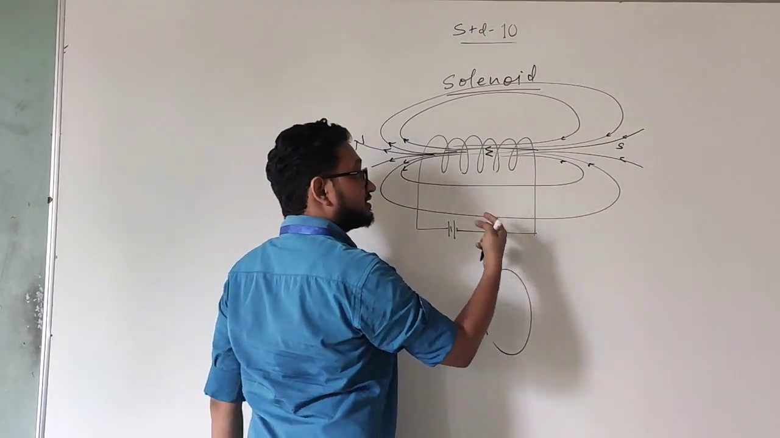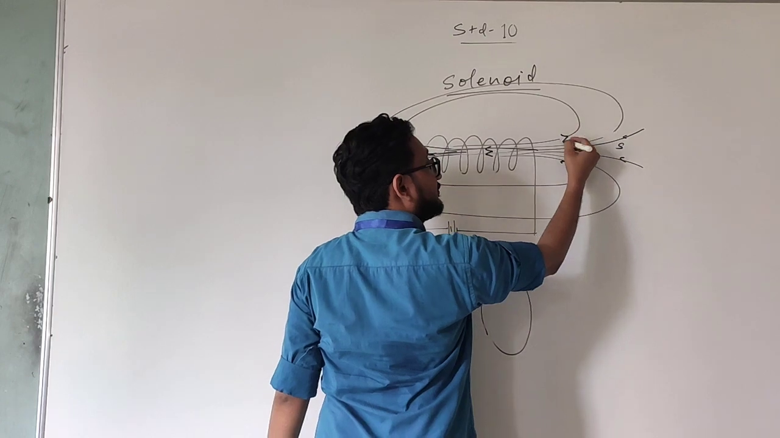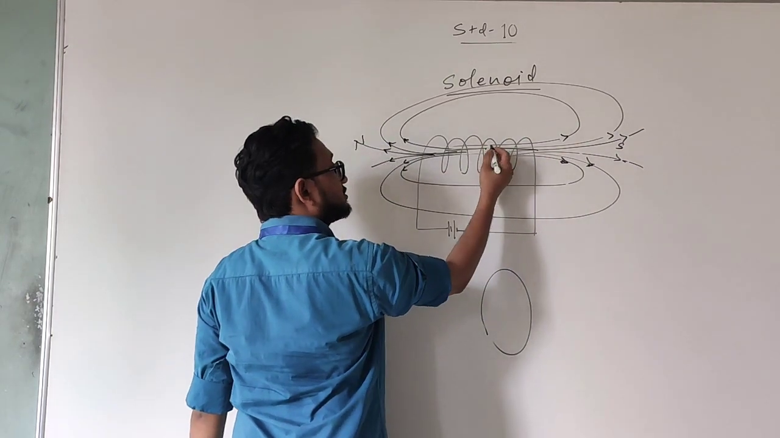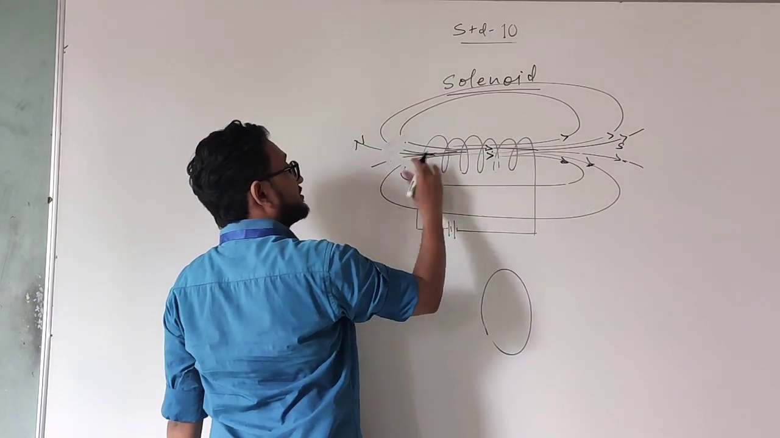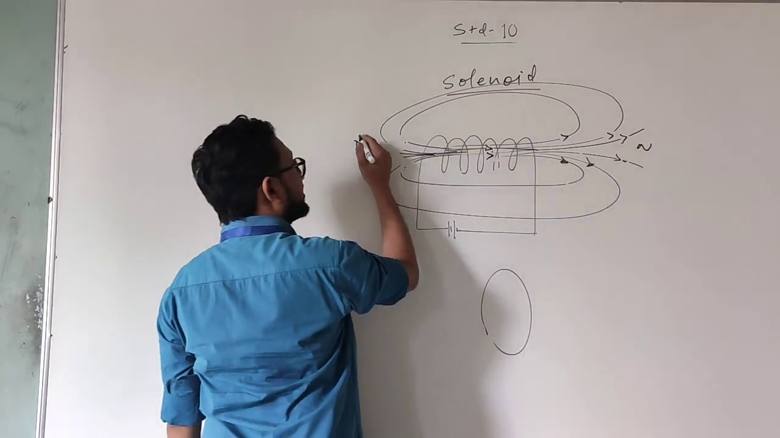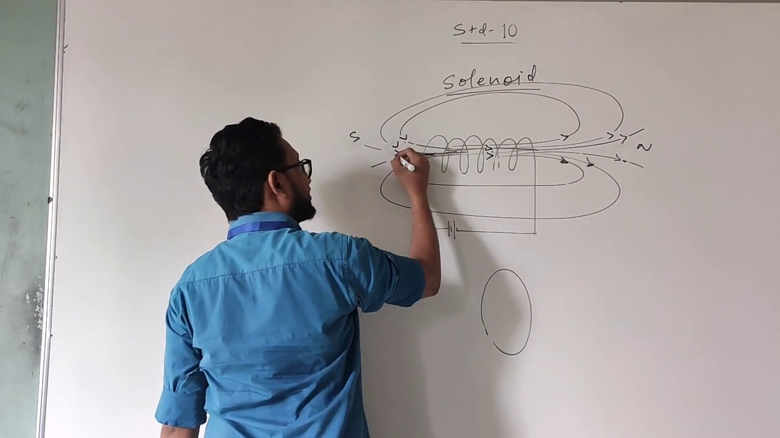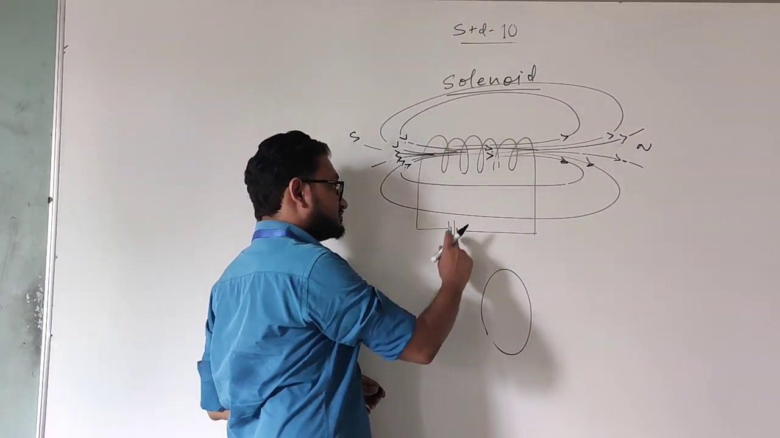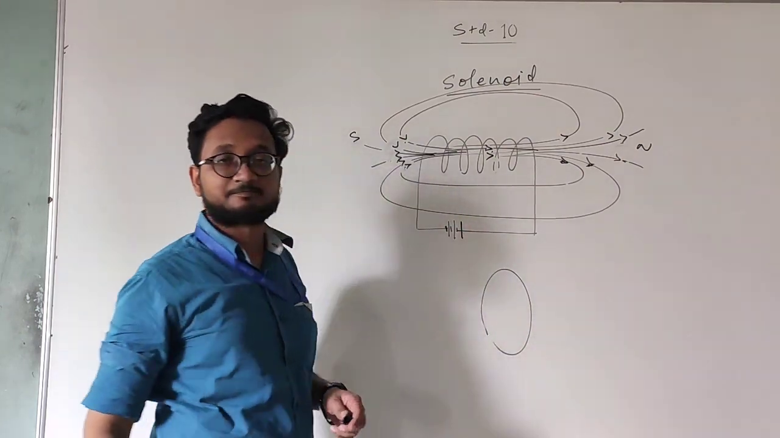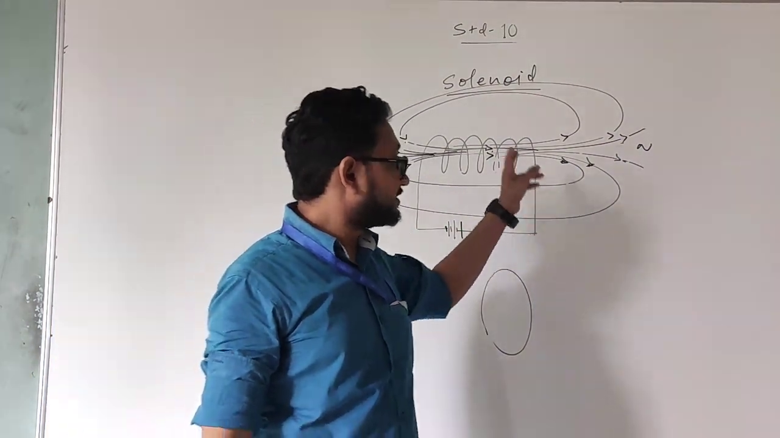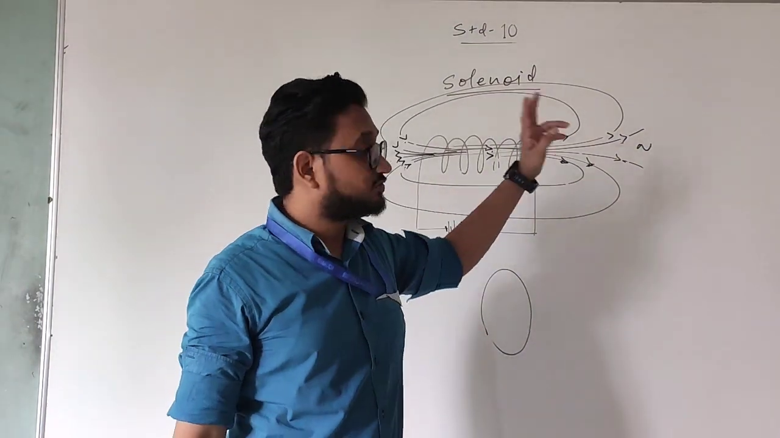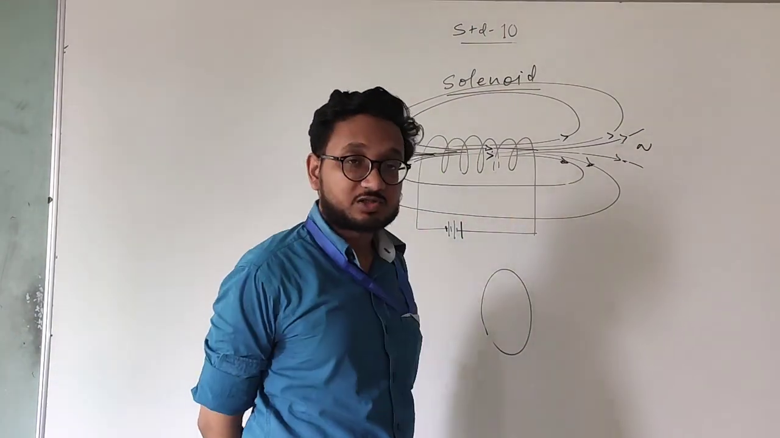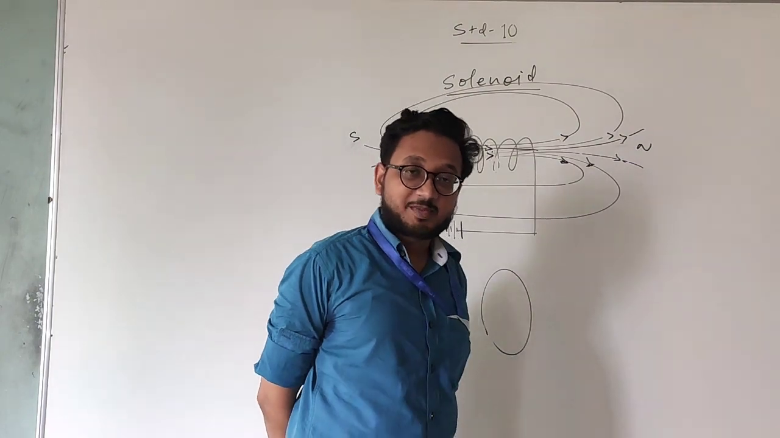If I change the direction, then the direction of the magnetic field will also change, like this, similarly. Now what happens is, this becomes north and this becomes south, because the direction of the magnetic field has changed. The field lines are moving in the opposite direction because I have changed the direction of the batteries. So by changing the direction of the batteries, the current in the circuit changes, and the direction of the magnetic field lines also changes.